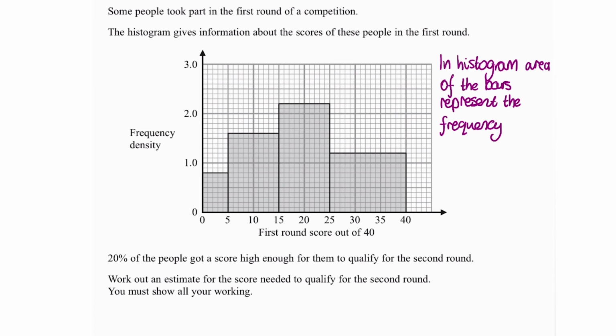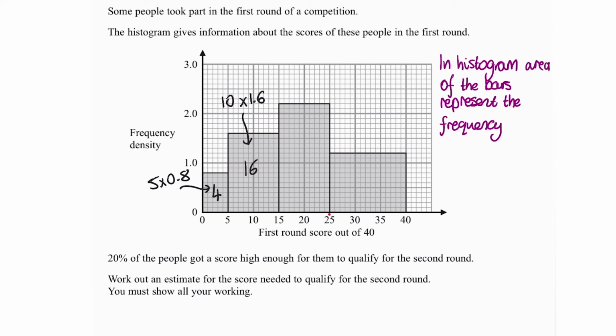In a histogram, the area of the bars represent the frequency. Now all the bars are just rectangles. So to work out the area, we do the base multiplied by the height. So this allows us to work out the frequency. So for this first one here, it's going to be 5 on the base, multiplied by, this is 0.5, 0.6, 0.7, 0.8. 5 multiplied by 0.8, giving a frequency of 4. Now for the next one, we've got 5, 10 along the base. And here we've got 1.5, so 1.6. So this one here is 10 multiplied by 1.6, giving 16.